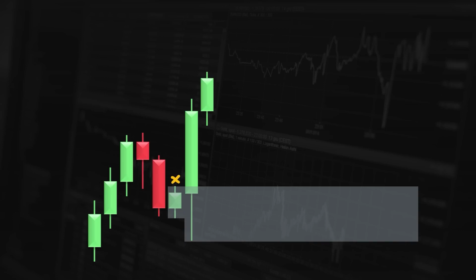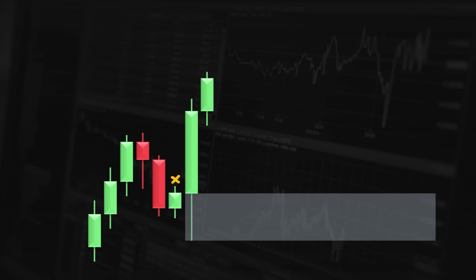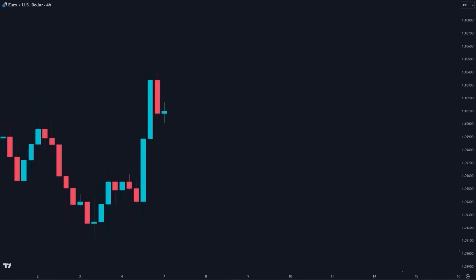That's why sometimes we prefer to only consider the wick as our supply and demand area. Or we can always look for confirmations in the lower time frames to enter the market if we have a large zone. Now let's see some real chart examples of wick zones.